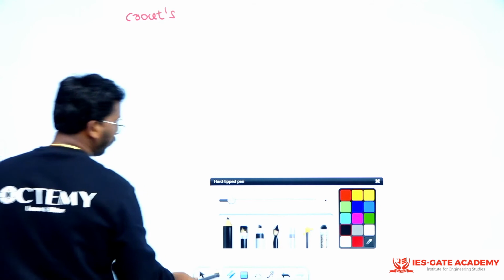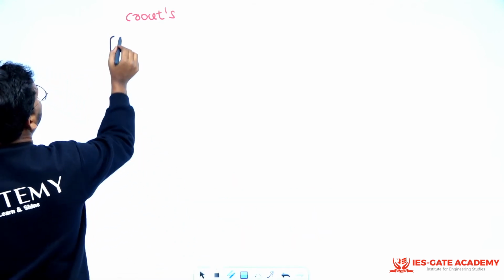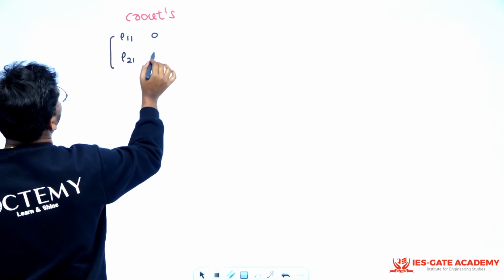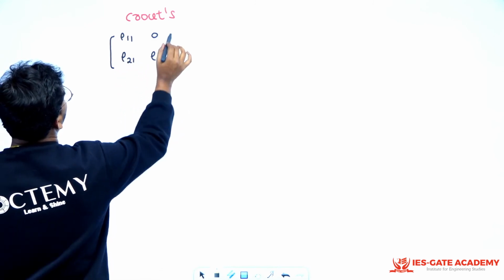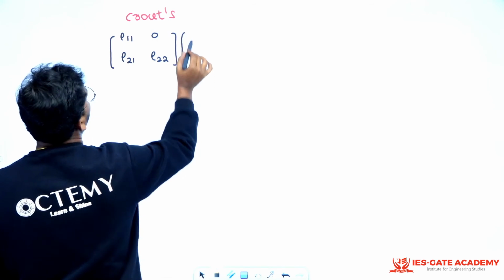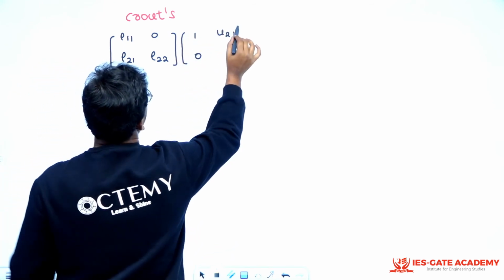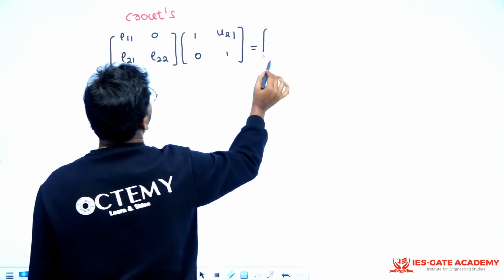If you take using Crout's method, see sir, what will be your L? Your L will be L11, 0, L21, L22, and what will be U? That is 1, U12, 0, 1. This should be equal to what matrix?